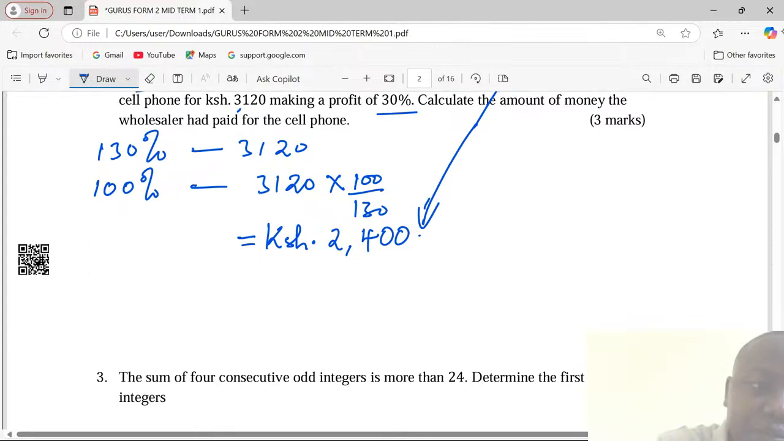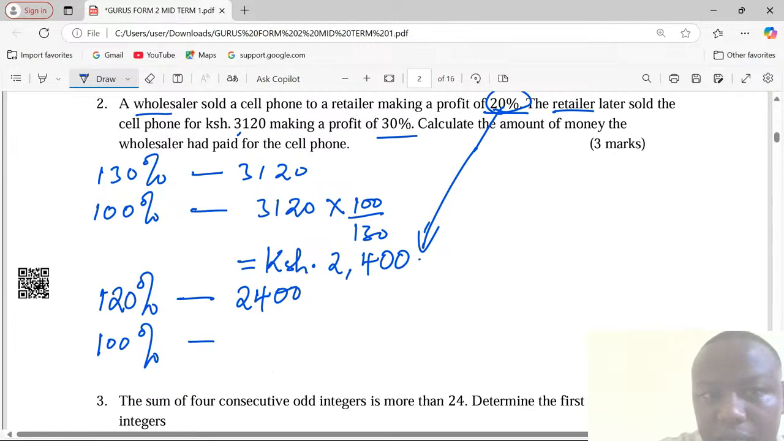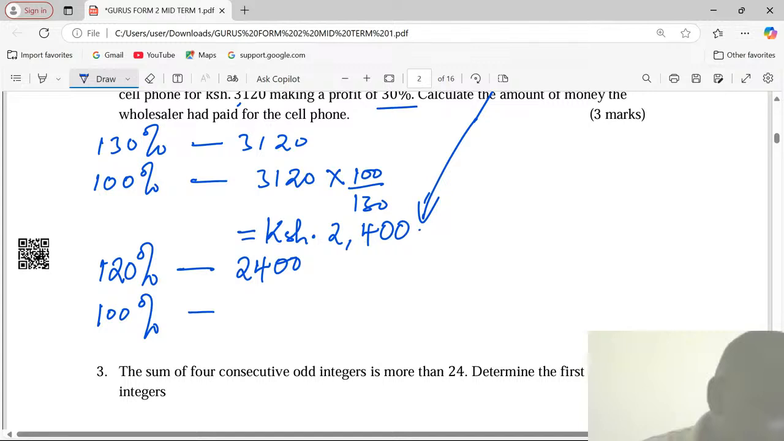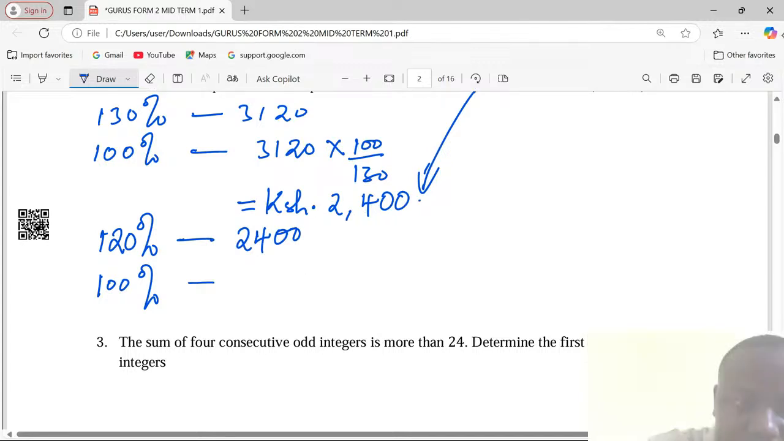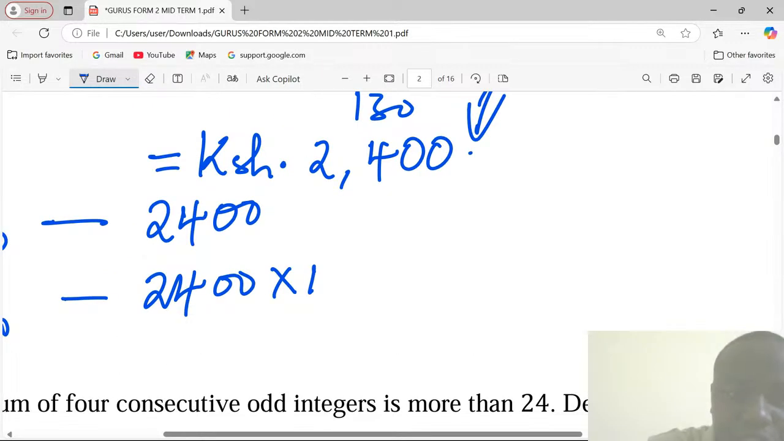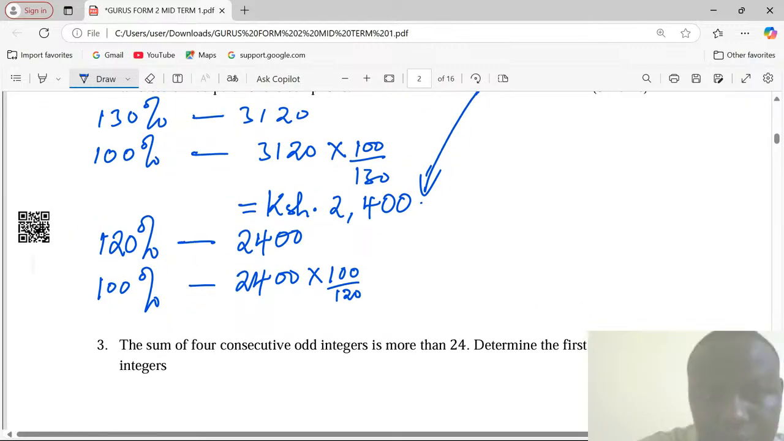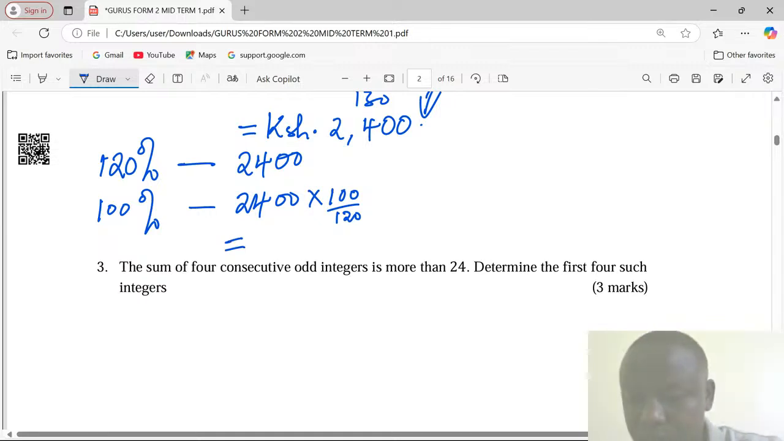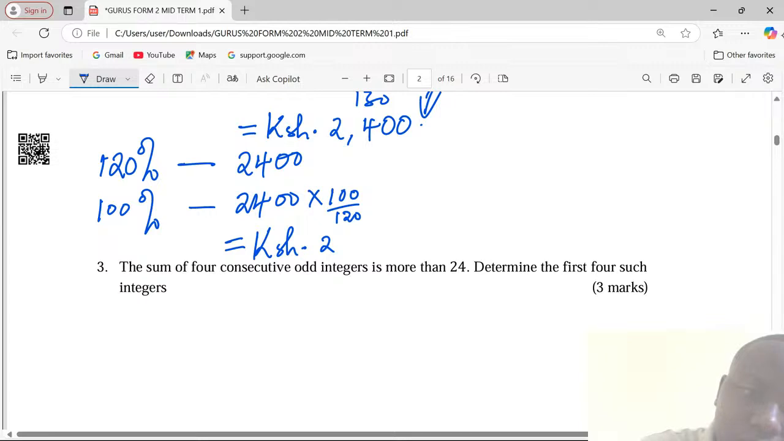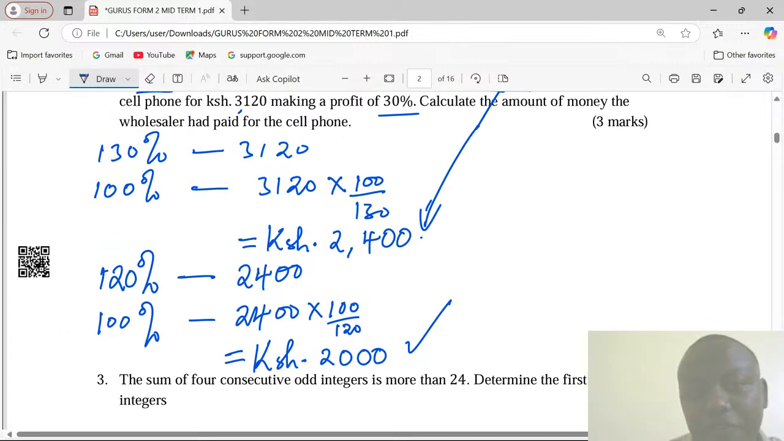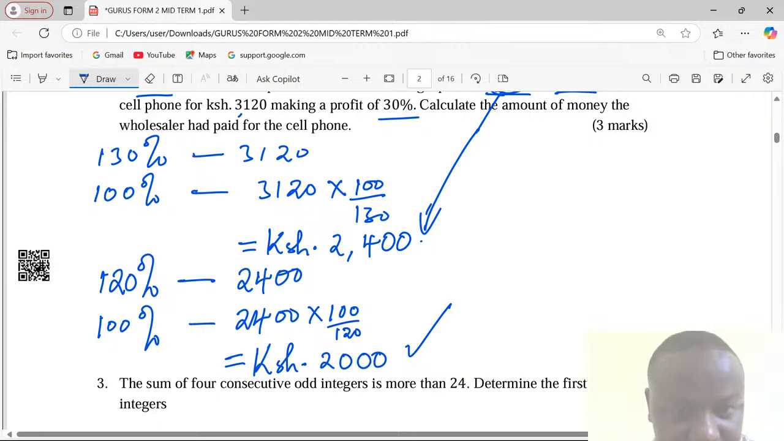Therefore, we will say 120% is equivalent to 2,400. What about 100%? The cost at which the wholesaler bought the cell phone. So 2,400 by 100 out of 120. So this is going to be 2,000 Kenya shillings. Therefore, the wholesaler bought the phone at 2,000 Kenya shillings.